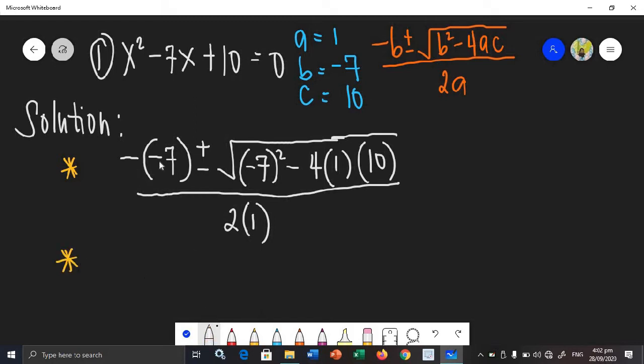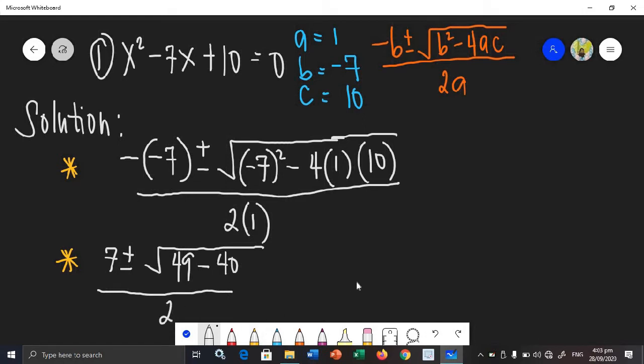Okay, now, let's simplify, okay? So, dito, negative times negative 7, it will become positive, okay? Negative times positive is positive. So, positive, negative, square root of negative 7 squared, that is 49, and then minus, ito, anak, i-multiply nyo siya ng dire-diretso. So, 4 times 1 times 10. The answer is 40. Okay? All over 2.